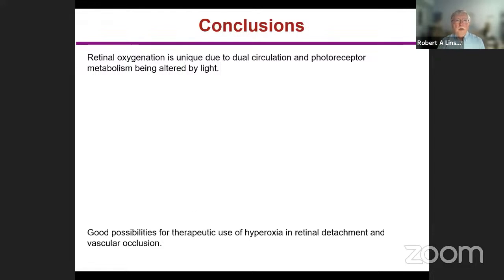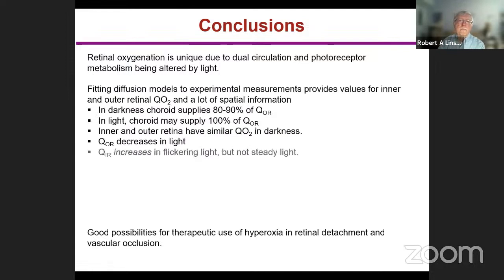So we're done. Retinal oxygenation is really pretty unique because of this dual circulation and because the photoreceptors have a metabolism that's altered by light. Fitting diffusion models to experimental measurements provides values for inner and outer retinal oxygen consumption and a lot of spatial detail that you can't get in any other way.